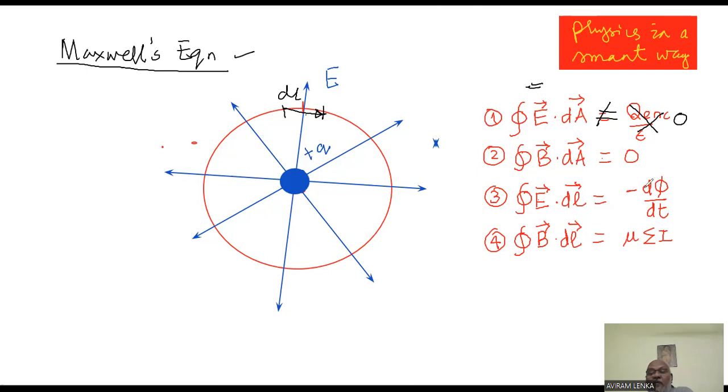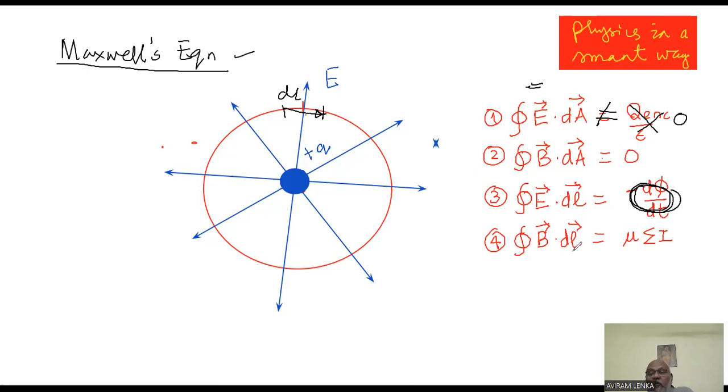Similarly, if you go to the third equation, that is the integration of E dot dl equal to minus d phi by dt. If the magnetic field is not changing, then d phi is the variation of the magnetic field. Then we can simplify this equation: in a not changing magnetic field, this equation is zero.